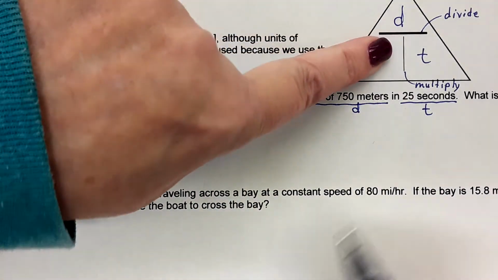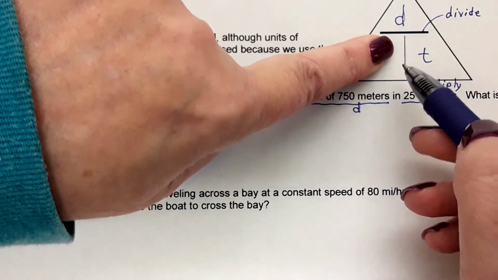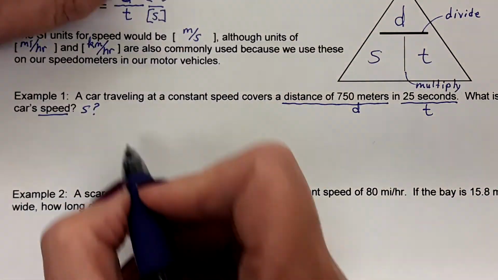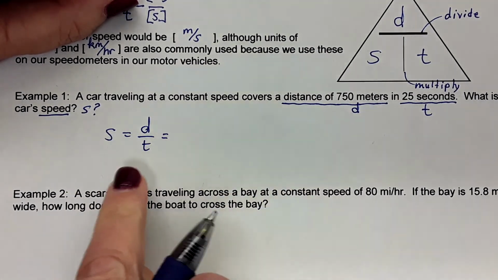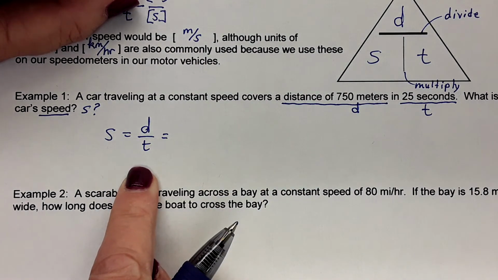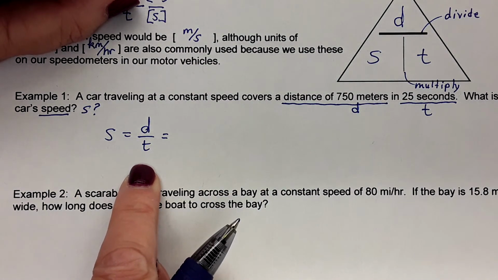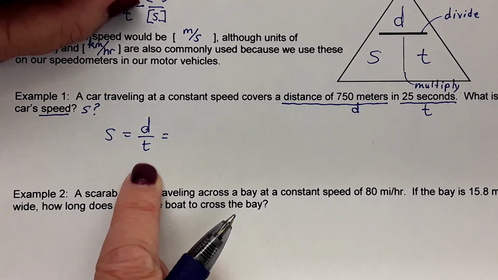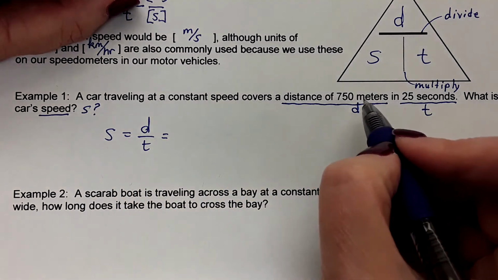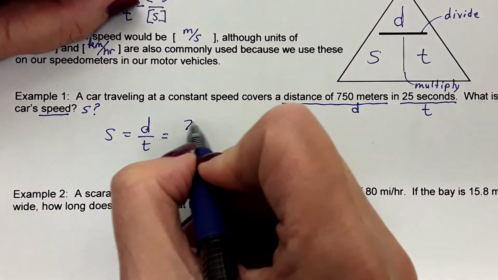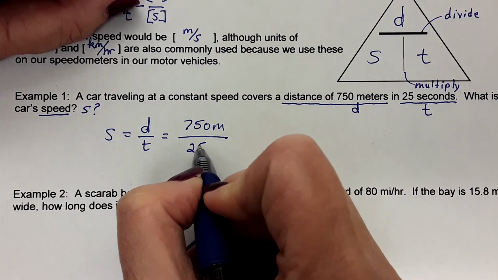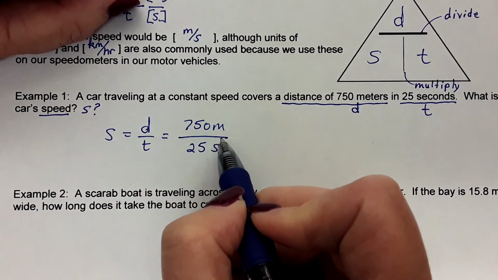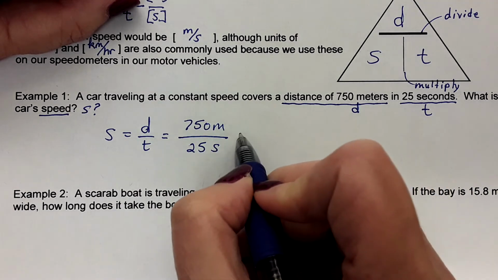So distance over time. We cover up the speed because we're looking for it, distance divided by time. So here we go. D over T. Always write your formula first. We have to show our work on all mathematical problems if you want full credit. All right, so distance, 750 meters, 25 seconds. Notice meters per second. We're going to end up with the right units.